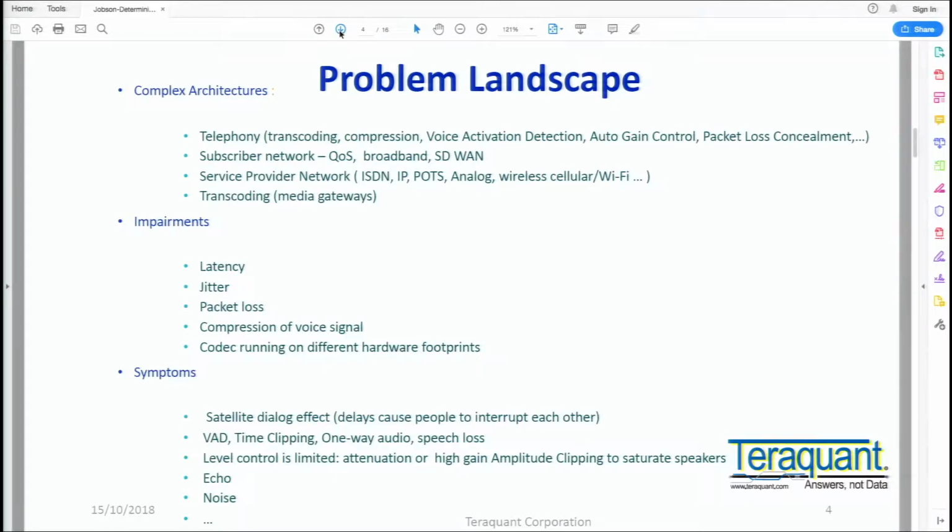We might have echo or noise. Echo, incidentally, is not included in our friend, the MOS measurement. So MOS measures speech clarity. It doesn't measure latency and it doesn't measure echo, so we have to measure those separately.